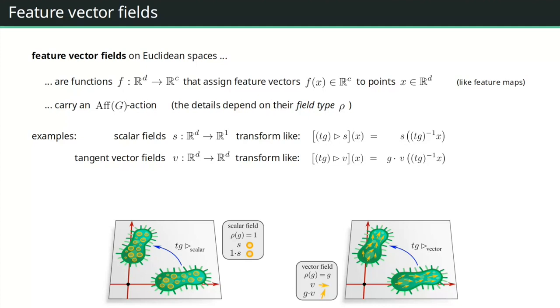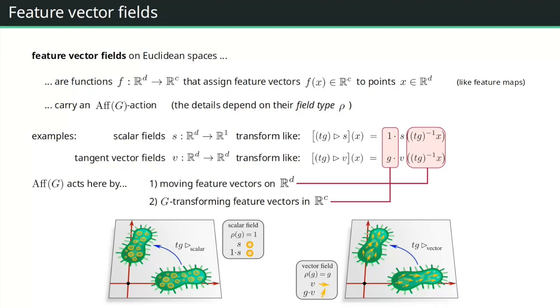And if you look at the tangent vector field, these are functions which attach to each point in the Euclidean space a d-dimensional feature vector. And the transformed field is, again, v of TG inverse x. But then in addition, we multiply the vectors by G. If you think about it, it's just like you have this vector here, and if you rotate it, two things happen. This TG inverse, the spatial transformation, moves it to another point. But in addition, this vector is also rotated, right? So if you go from here to here, you end up with a vector which is differently rotated than our original vector. And this is modeled by this G, which acts on the vector after its spatial position is changed.